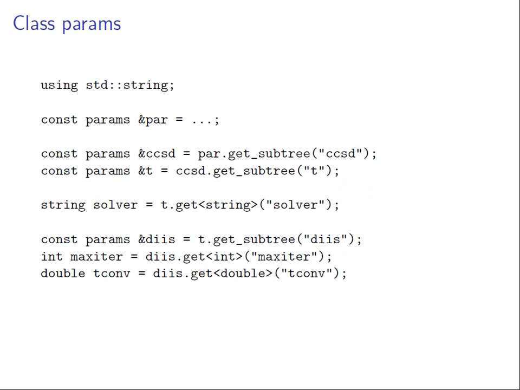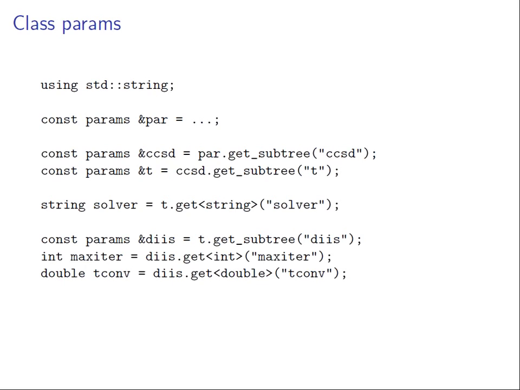Okay, and so the class itself is located in libctx. The class is called params, and let me go through this little code snippet. I'll explain to you how it works. Well, in the first line I'm just saying that I'm using a standard string class later here, and then, okay, so this param structure par, suppose it comes to us from somewhere.